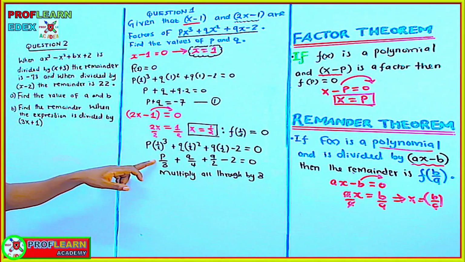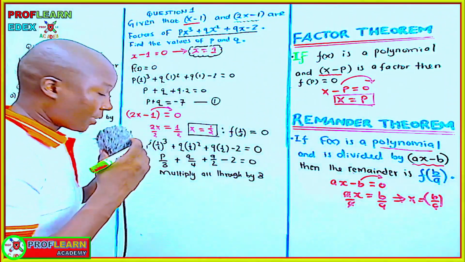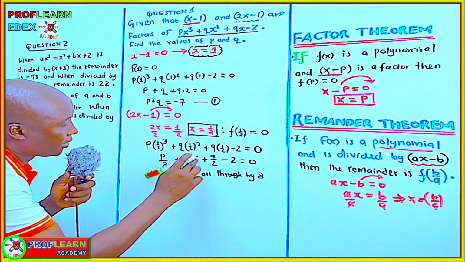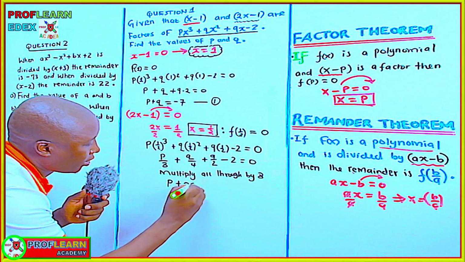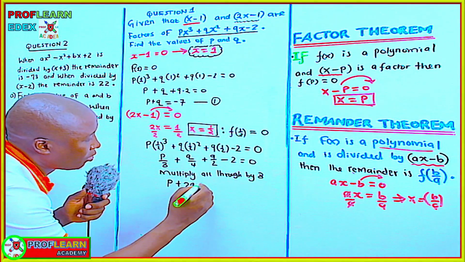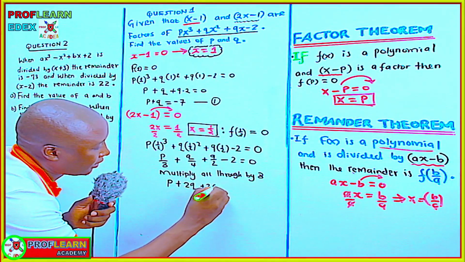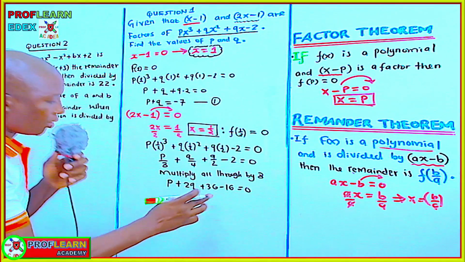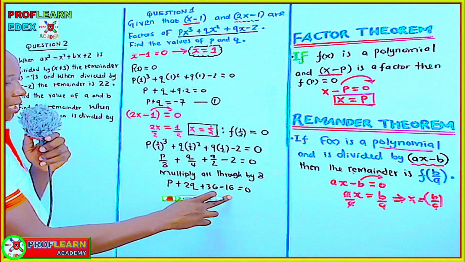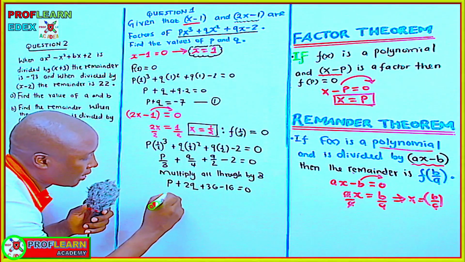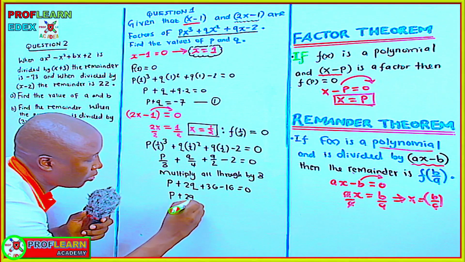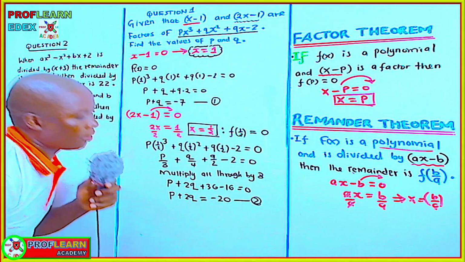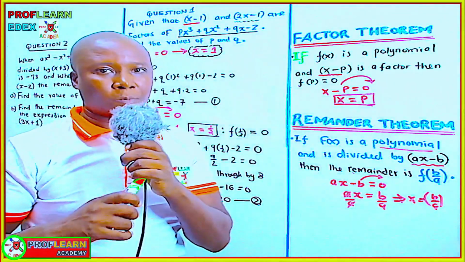Of course, if we multiply this by 8, we are going to get p plus, multiplying here by 8, it will be 2q. Multiply here by 8, we are going to get our answer as plus 36. Multiplying here by 8, we are going to get 16 is equal to 0. If we subtract this, we're going to get 20. And of course, taking it to the other side, we end up having p plus 2q is equal to negative 20. And this becomes our famous equation number 2.